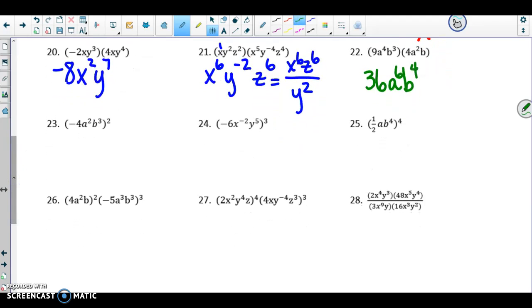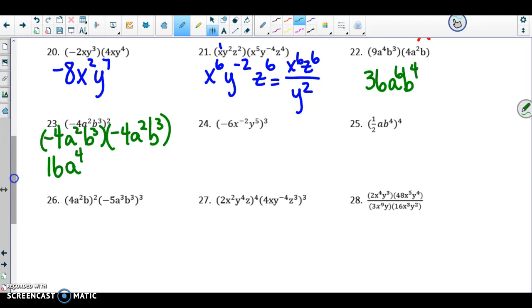Okay, exponents on the outside. And if you're not sure, write it out. So what this means is I have negative 4a squared b to the 3rd, and I have it twice. Well, now I've got one just like from before. So negative 4 times negative 4 is a positive 16. A to the 4th, which I could have just multiplied the 2 and the 2, and b to the 6th, where I could have multiplied the 2 and the 3. So my answer is going to be that one.